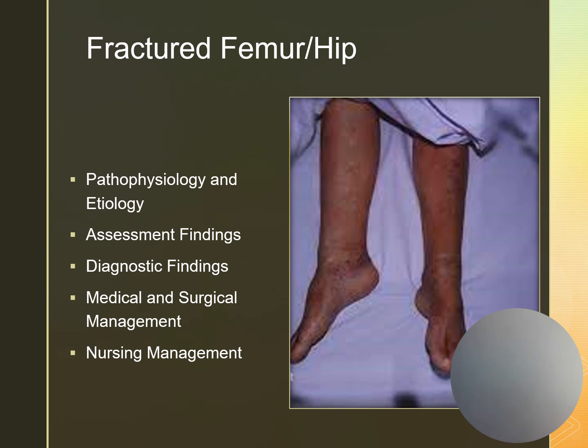Again, we would diagnose with x-rays. We're going to put these clients in traction, usually a Buck's traction. They may use an external fixator. They may use a spica cast. They may have a total hip arthroplasty or hemiarthroplasty. So we need to prevent immobility complications, clean the pin sites, position the client appropriately. Remember, with hips, those legs have to stay abducted. In other words, we have to keep them separated.